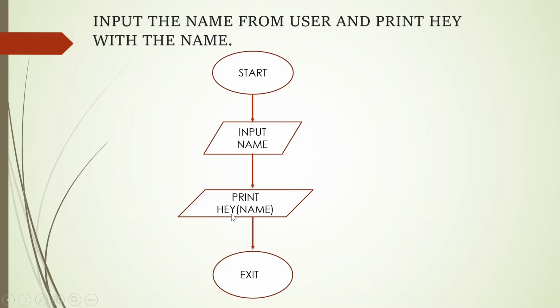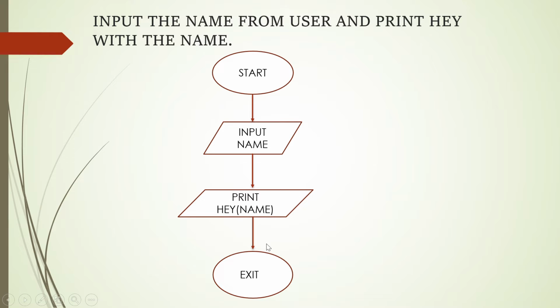This connector is connecting us to print hey name. So you can see that hey is written and after that name. What name? This name which is given by the user. Let us give an example. Like we are starting the program. The computer is asking for a name from the user. Let us take a name called XYZ. So the output will be: print hey XYZ, and then the program will exit. This is the end of the program.